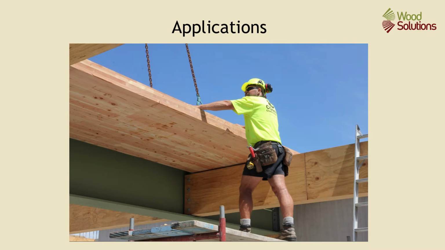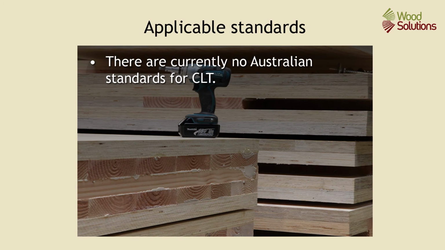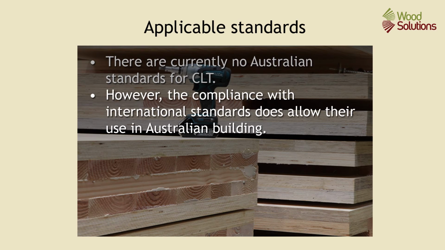Much of the material being used is imported from Europe or other centres. Potential panel size varies with the producer's capacity and the intended means of delivery. This table gives an indication of what is possible. It is the nominal panel thickness and layout profile for a major European producer. They can supply material up to 320 millimetres thick and beyond, and up to 8 layers of boards. There are currently no Australian standards for CLT. However, compliance with international standards and the international test results allow their use in Australian building.